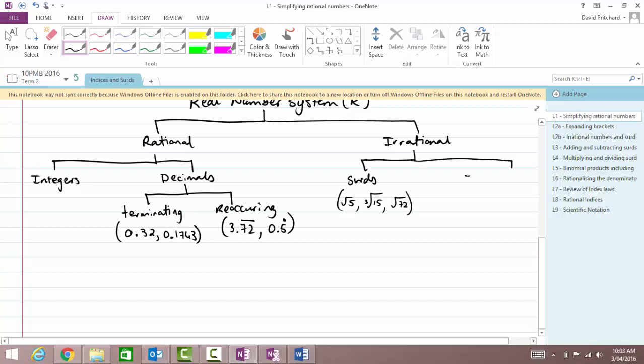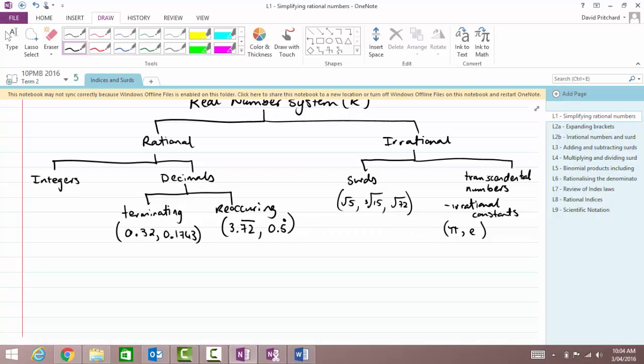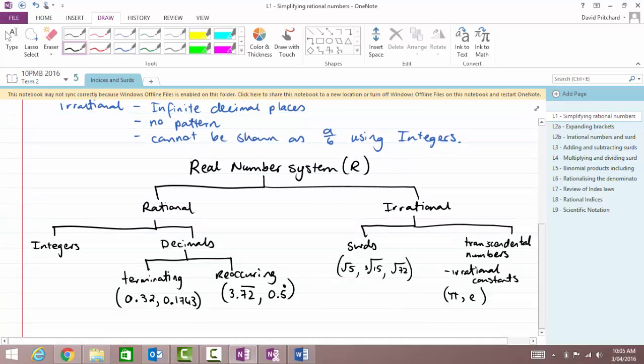The other one, transcendental, and they're ultimately irrational constants. Now, one of them you know really well, pi. There's lots of them as well. There's Euler's number, and a whole list which we don't really need to worry about. But they're anything that's been calculated, mathematical constants have been calculated so many decimal places. There doesn't seem to be a pattern, and we use them in certain mathematical formulas or proofs. So there we have it, that's a real number system. So now we're going to look at working with terminating and reoccurring decimals to put them into their simplest form.